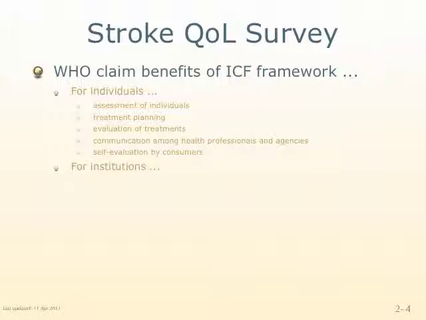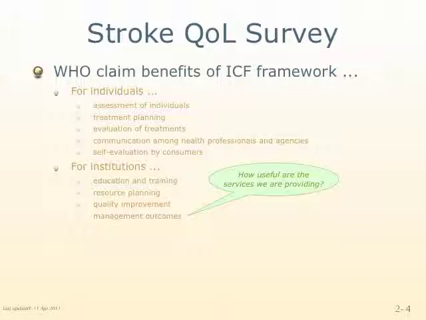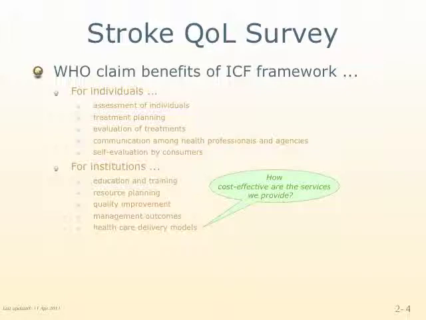The benefits for institutions come in education and training, resource planning, when asking questions like, what healthcare services will be needed? Quality improvement, when asking questions like, how well do we serve our clients? Management outcomes, when asking questions like, how useful are the services we are providing? And healthcare delivery models, when asking questions like, how cost effective are the services we provide?